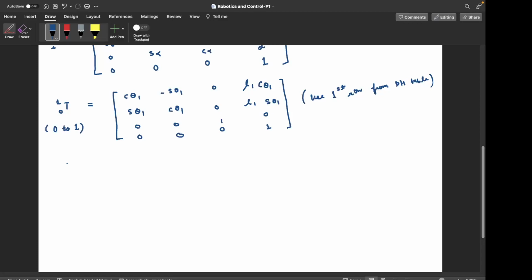Now we will write the transformations from 1 to 2. So now we will use parameters from the second row.